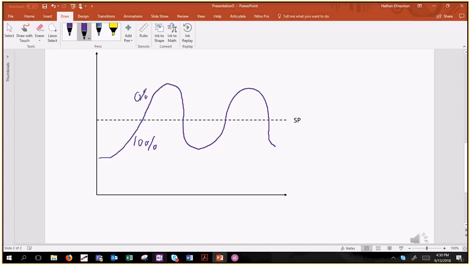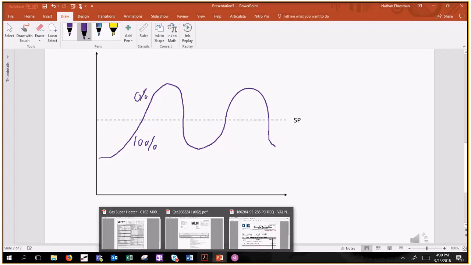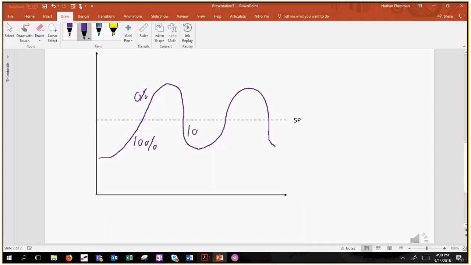But you have enough thermal inertia that your temperature is continuing to go up. So eventually your thermal inertia reaches equilibrium and your temperature goes down and it hits the set point and the heater comes on. So right here you're at 100%, right here and right here.